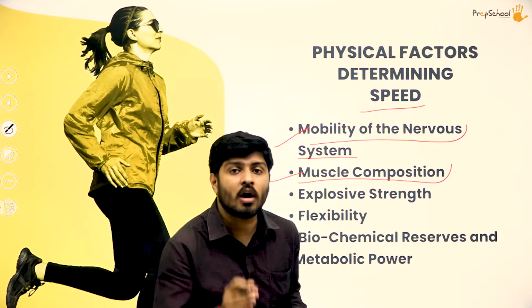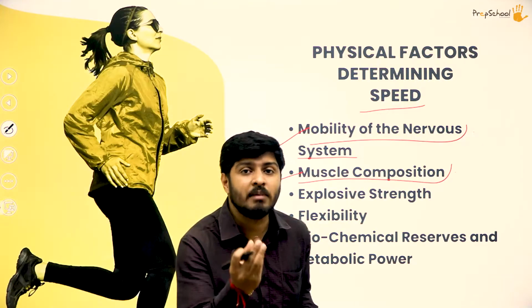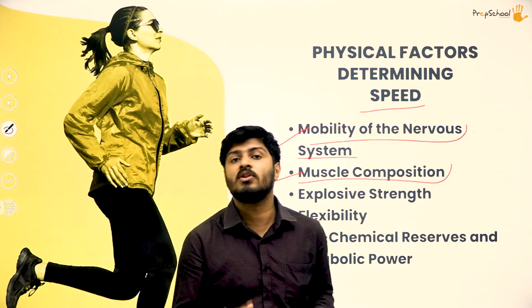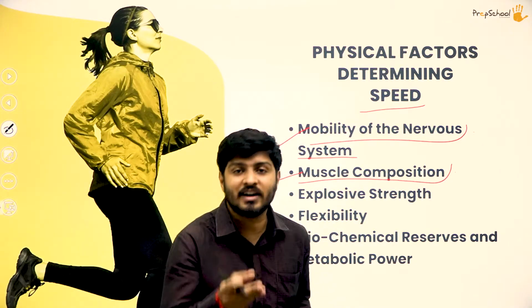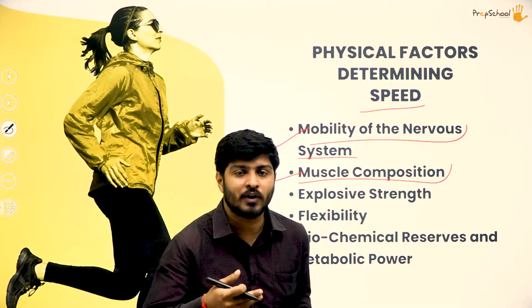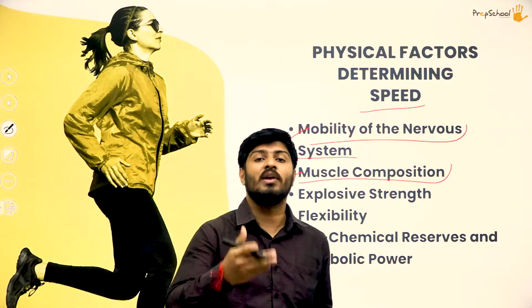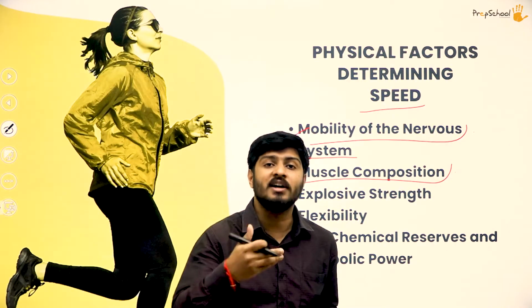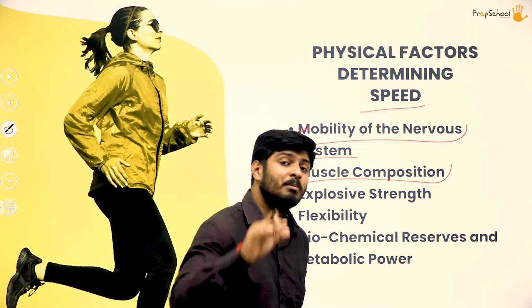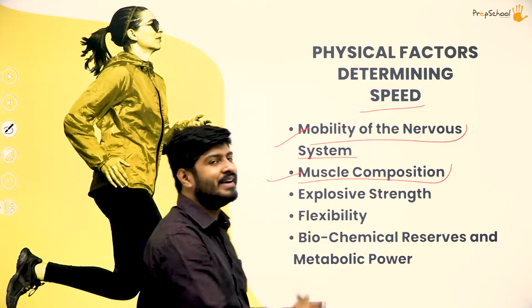So if you have stronger muscles, stronger thigh muscles or calf muscles, your legs will not be tired, you will not feel fatigued. So automatically when you don't feel fatigue, your endurance will increase and your running power also will increase. Your explosive strength and your burst power will be more. So that's how the muscle composition will help you to determine the speed.